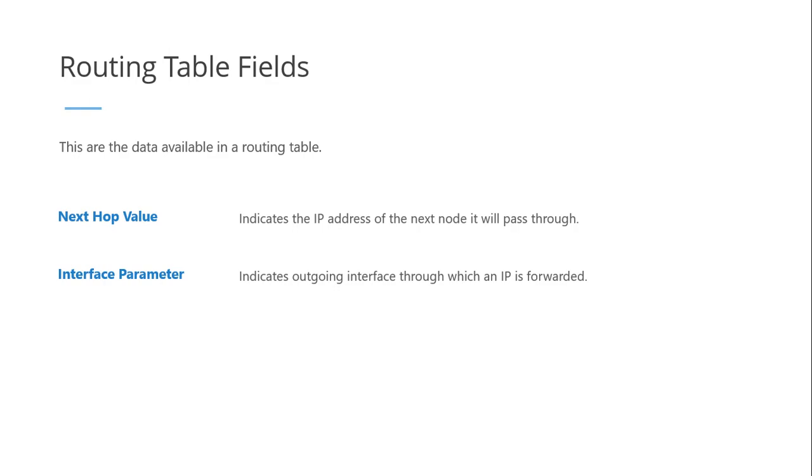Next, we have the interface parameter. The interface parameter actually dictates which specific port, which specific interface in the router the specific route is connected to. So multiple routes have multiple interfaces, and in order to determine physically where it is connected, the interface parameter is used.